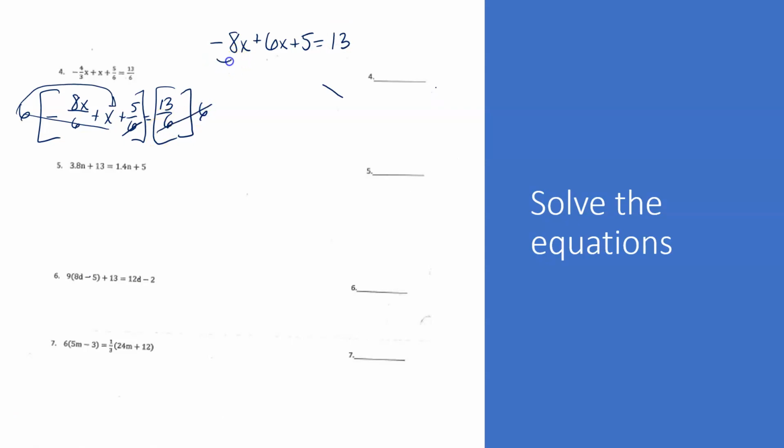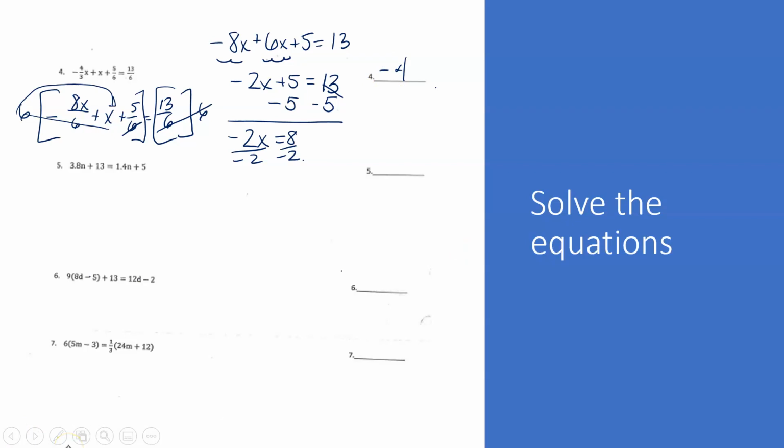All right, so now we're going to combine like terms here. So I have negative 2x plus 5 equals 13. I'm going to subtract 5 from both sides. So I have negative 2x equals 8. I'm going to divide each side by negative 2. So my answer is negative 4.